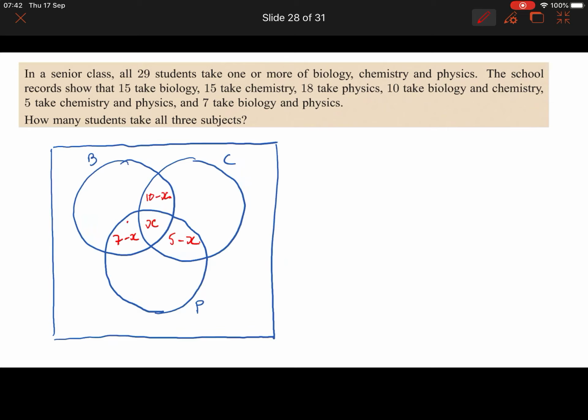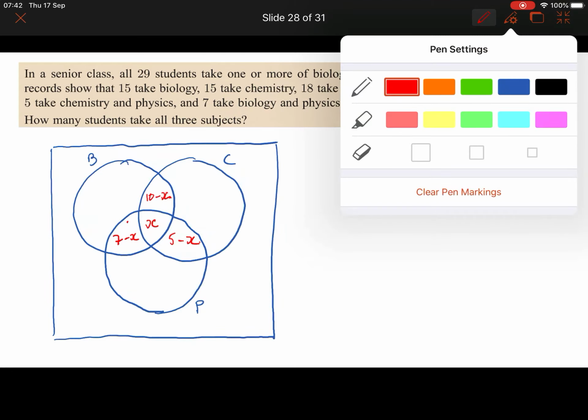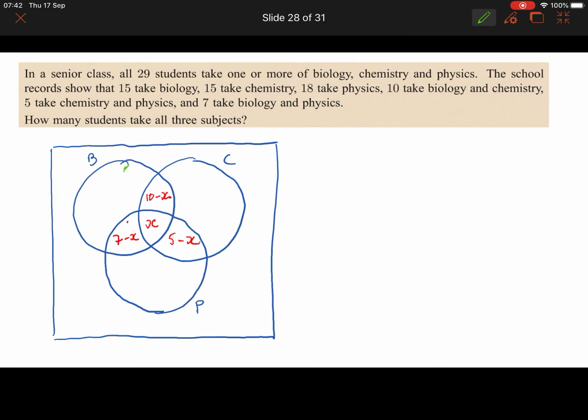Okay? Right, now we can move out to the next sort of layer, if you like. So let's have a look at biology. 15 people take biology. So you've got to be really careful. What that means is this, and this. Hopefully you can see where I'm making little green dots. These regions have to add up to 15.